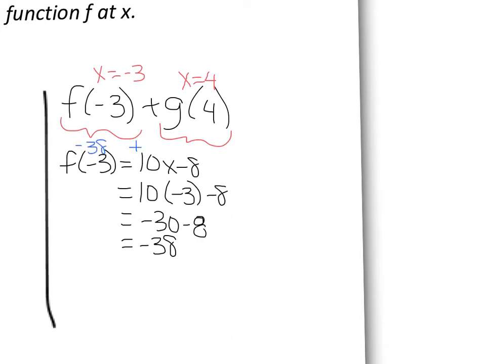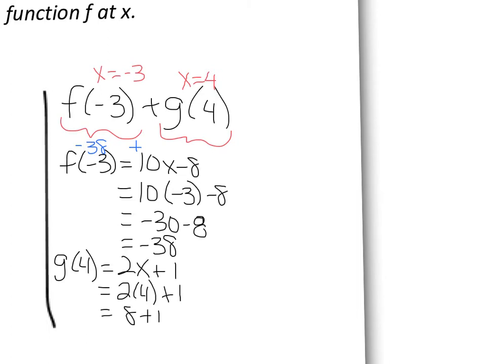Okay, now then I need to find g of 4. I want to know the value of g when x is 4. Okay, well g is 2x plus 1, so I'm going to plug 4 in for x, and you should get g of 4 equals 9. So what I'm really doing is taking negative 38 plus 9, and you should get a negative 29.